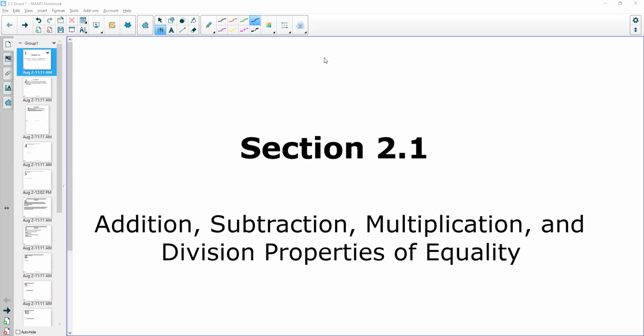Okay, welcome to the first section of notes. This is 2.1. This is where we start. So this is addition, subtraction, multiplication, and division properties of equality. Quite a bit of what is in here should be pretty familiar, but if it's not, let's practice, okay?